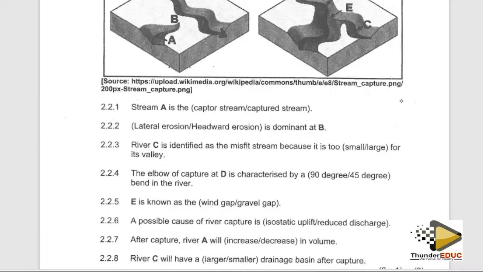Why do you say captor stream? Because you can see it was able to erode through the watershed as seen in this other diagram, go all the way, and it was able to steal the headwaters of another river. 2.2.2, lateral erosion or headward erosion is dominant at B. That's going to be headward erosion, because we know this happens when a river erodes backwards through the watershed. It is able to capture another stream.